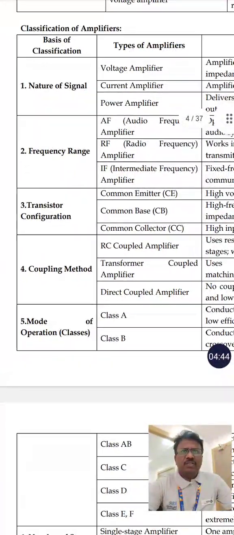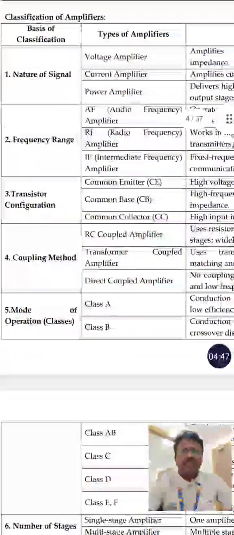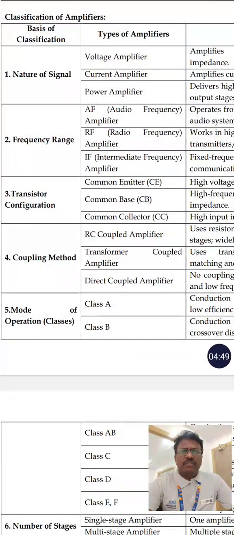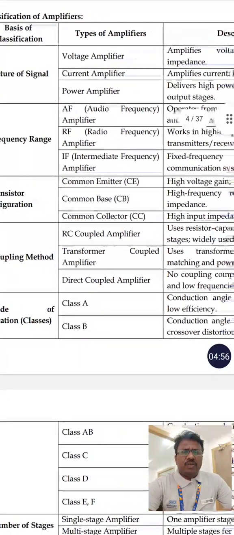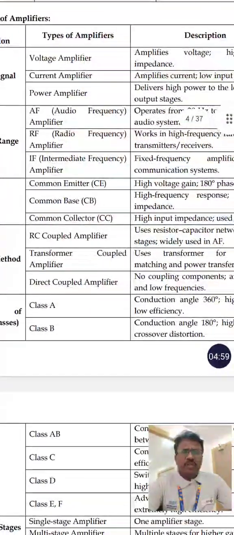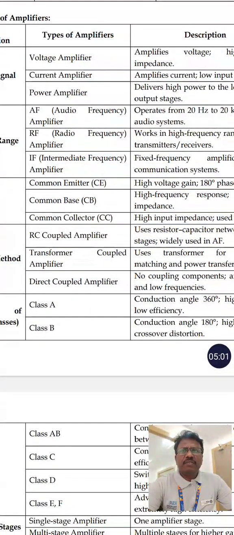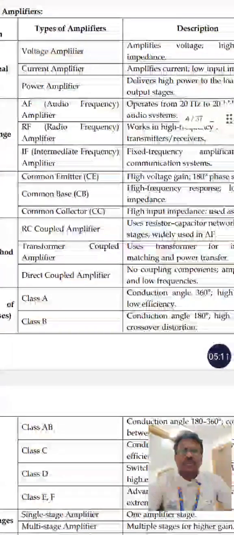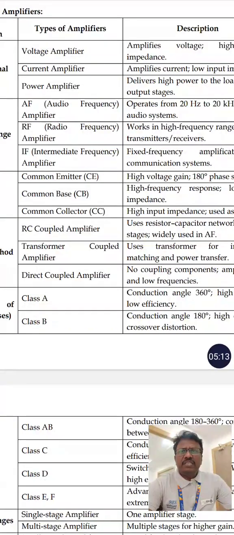So next, based on the frequency range, signals have different frequencies. Not every amplifier works efficiently at every frequency. So first one is audio frequency amplifier, that is AF amplifier. Humans can hear frequencies approximately from 20 Hz to 20 kilohertz. So it is used in television, mobile speaker, home theater, public address system.